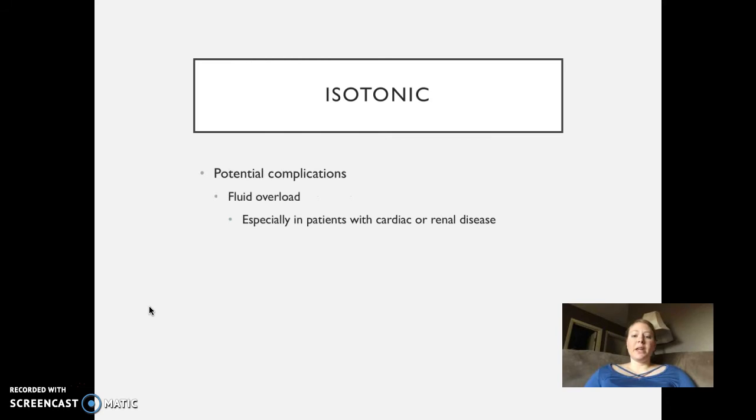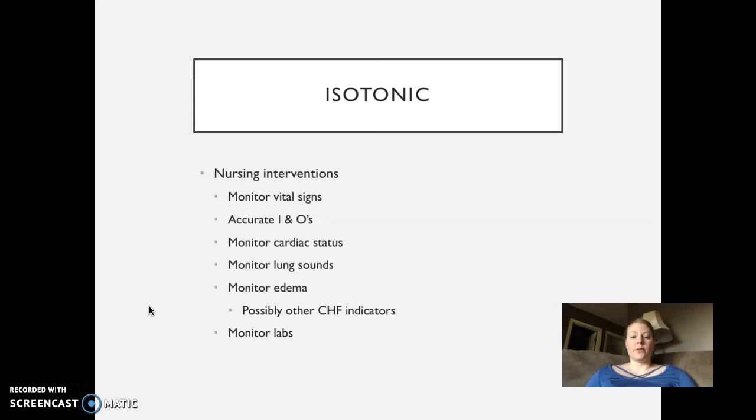Some potential complications we need to be aware of for isotonic solutions is fluid overload. We're obviously increasing the extracellular space, and we can excessively hydrate these patients. So we need to be very cognizant of our patients with cardiac and renal disease, especially those with CHF, or any kind of renal disease where they're not able to excrete the appropriate amount of fluid out.